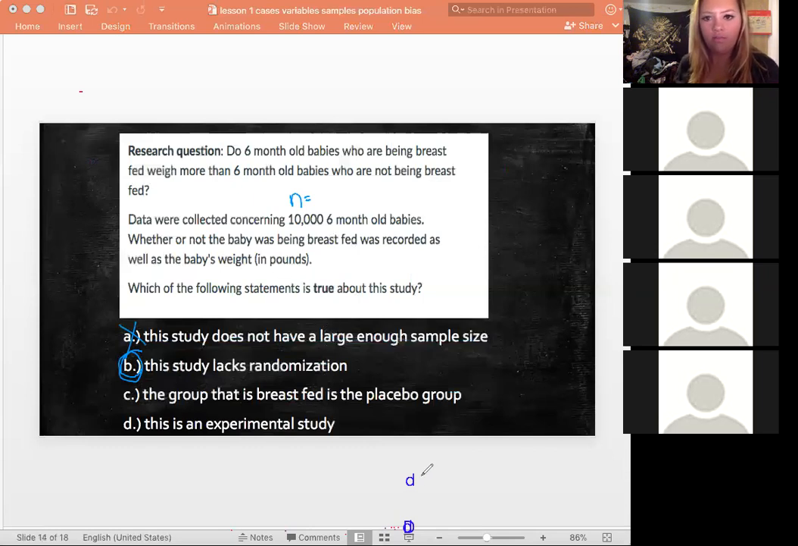C says the group that is breastfed is the placebo group. That is not true, because placebo means they don't receive any sort of treatment, but in this case, since it's not an experimental study, we can't have a placebo group. That is only if we had an experimental study, so these are both untrue since it is an observational study. So our answer is B.